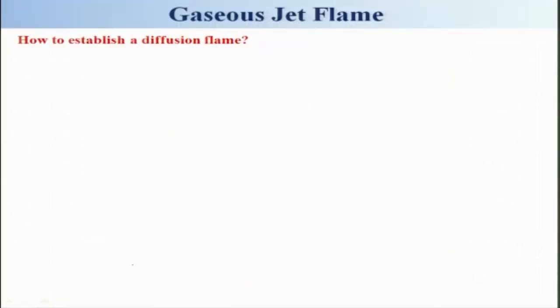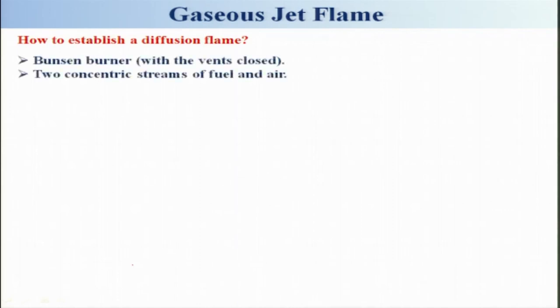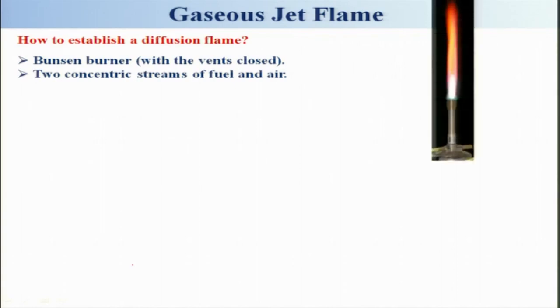And the question arises, how to establish a diffusion flame, or rather a jet diffusion flame, because we will now be talking about the gaseous jet diffusion flame. How can we do it? It is very simple; we have already seen the Bunsen burner. In the Bunsen burner, if we close the vent, there is a vent here, which we will close. If it is closed, what will happen? Only the fuel will pass through this fuel line, and no air will be entering this zone. These are the closed vents, so no air will enter. Only the fuel will be there and you will get a jet flame, which is a very simple one to get.